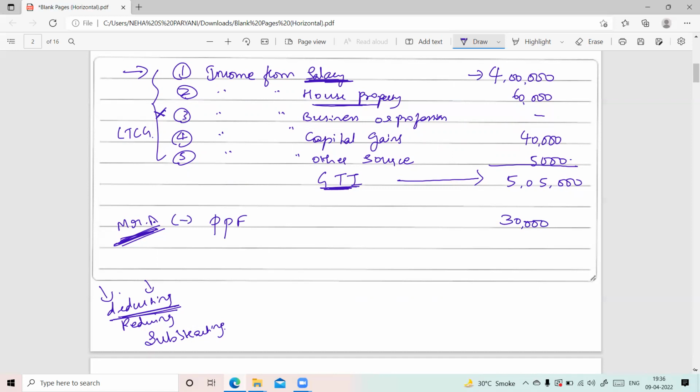Then also assume another example of deduction. Mr. A is also paying the premium for the life insurance which he has taken. So Mr. A has a life insurance policy or any insurance policy and he is paying the premium for it. Assume that for a year, Mr. A is paying 20,000 rupees premium for the insurance. That amount is also deducted.